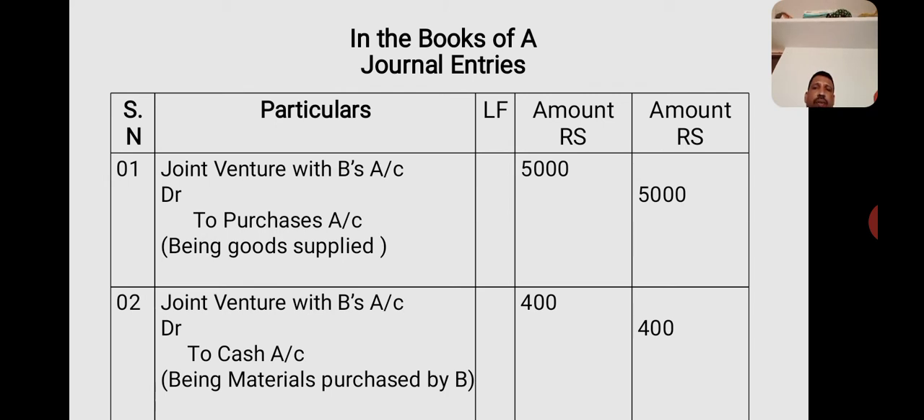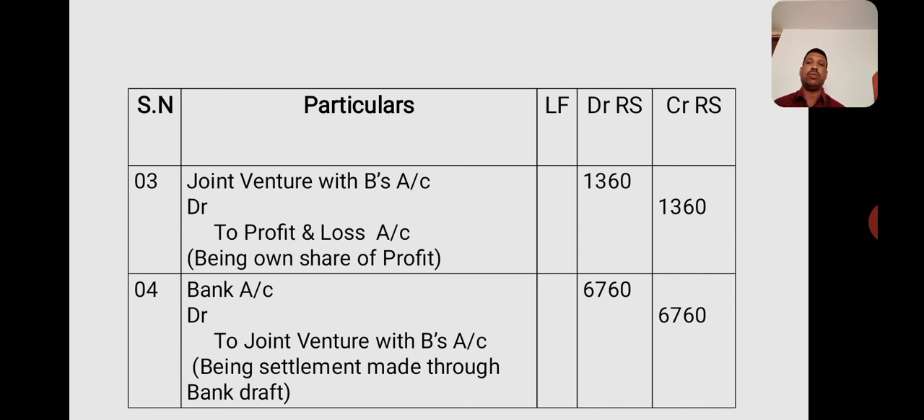And then the second journal entry will be 400 rupees expenses incurred by A. In his books the entry will be joint venture with B's account debit to cash, because he incurred the expenses of rupees 400, being expenses incurred. Joint venture with B's account debit to cash or bank account. And then the next journal entry will be joint venture with B's account debit to profit and loss account. This entry is for the purpose of recording our own share of joint venture profit. How does it arrive? 1,360 rupees.